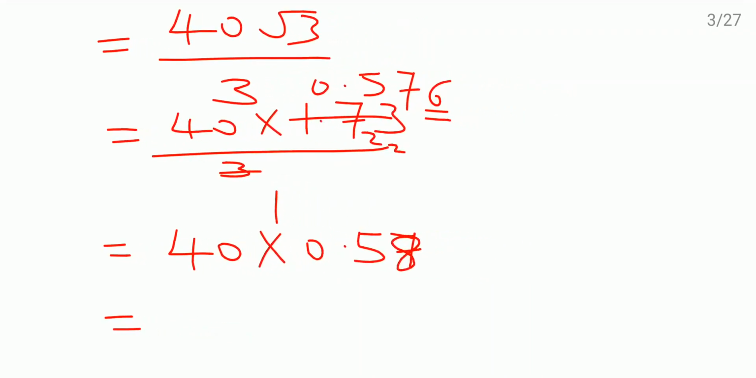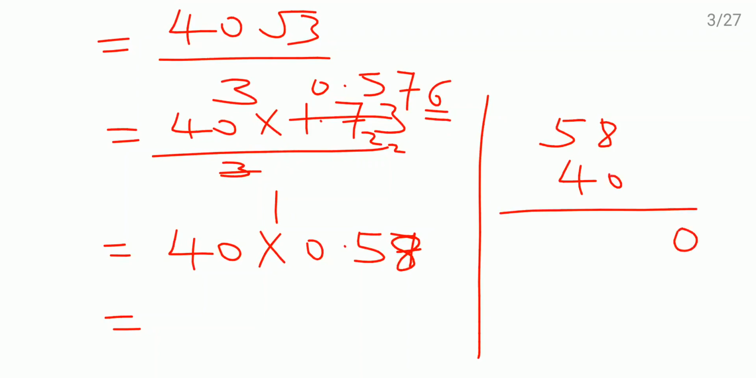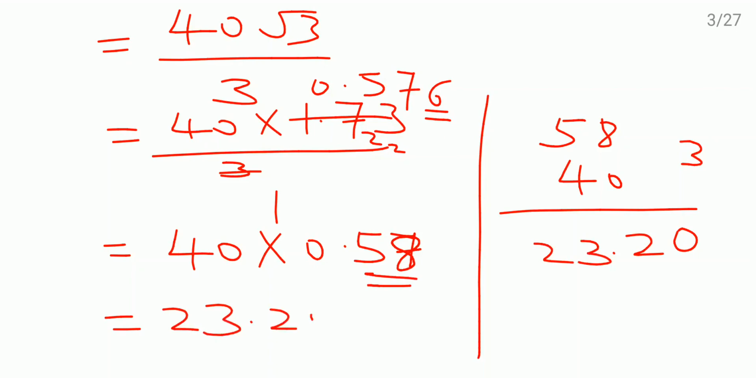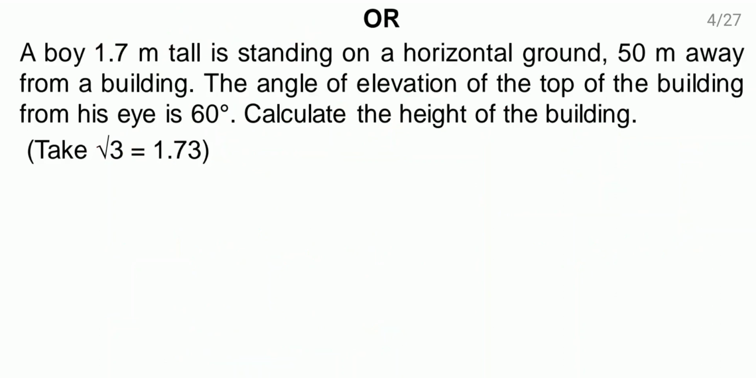See the multiplication here. At this place, 58 into 40, this 0 will be as it is. 4 8s are 32. So 3 and 5 4s are 20 and 3 is 23. 2 decimal places. See here. So our answer comes as 23.20 meter. So the difference between the heights of the poles is 23.20 meter. Correct? Let us see the another one.